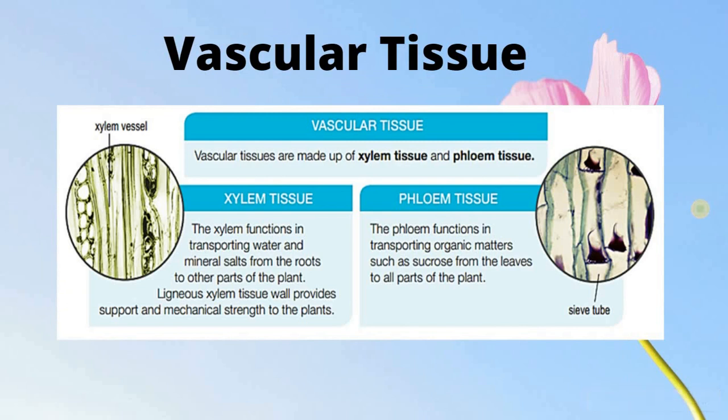Then, okay, vascular tissue. So these are the vascular tissue of the plant. What are they? Xylem tissue and phloem tissue. So what is the function of the xylem? Xylem functions in transport of water and mineral salts from the root to the other parts of the plant. But the phloem. Phloem is important.